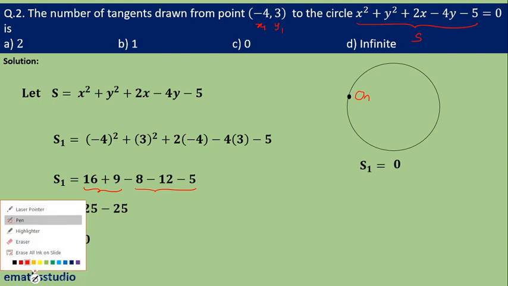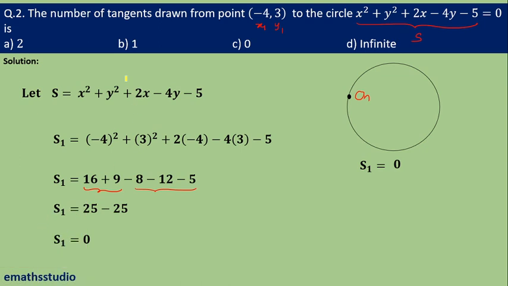So which option is correct? They have asked us how many tangents can be drawn. So number of tangents you can mark: only one tangent can be drawn from any point on the circle to the circle. So the answer must be one tangent. So it is very easy to understand.